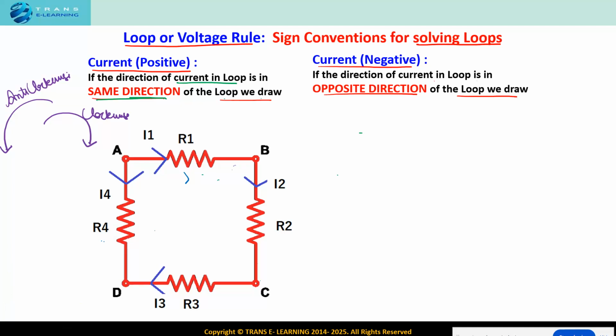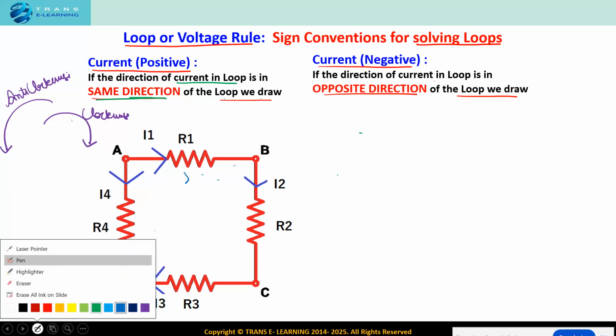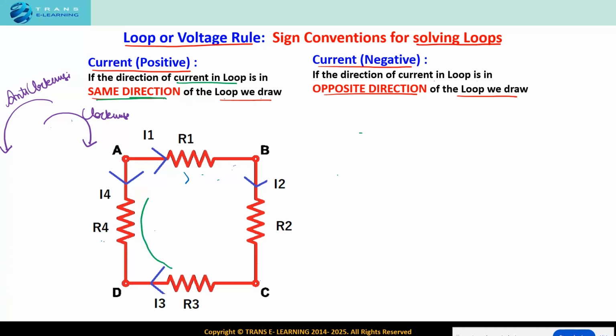This is not the actual circuit, this is one part of the circuit I have taken, and these are the hypothetical directions of the currents that I have taken in order to explain this concept of sign conventions for solving loops. I always prefer to draw the loop in the clockwise direction. So here I am drawing the loop in the clockwise direction, and for my understanding, I am drawing a lot of arrows to compare. Now I am going to compare with each of the resistors.